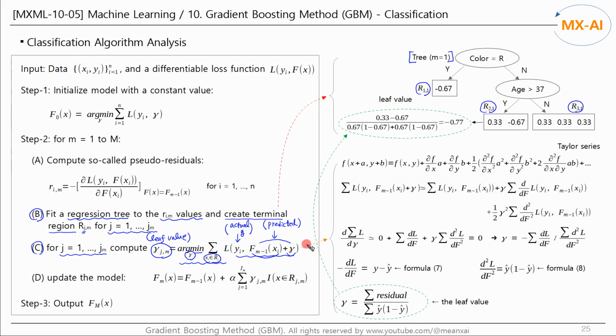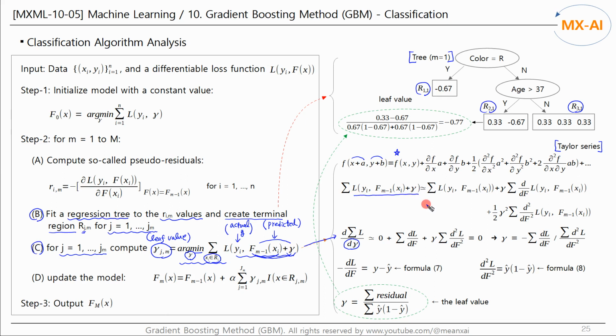To find the minimum, we need to differentiate this loss function L with respect to gamma. However, since the latter part of L goes into the log and exponential functions, it is not easy to directly differentiate this equation. To solve this problem, we need to transform the loss function L into a Taylor series. The Taylor series for a two-variable function is like this. Now let's transform the loss function L into a Taylor series.